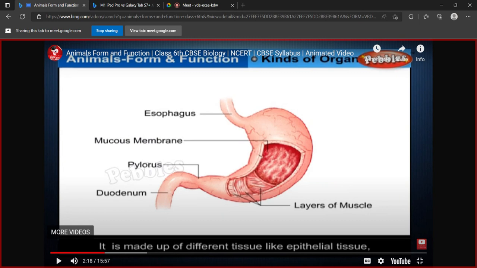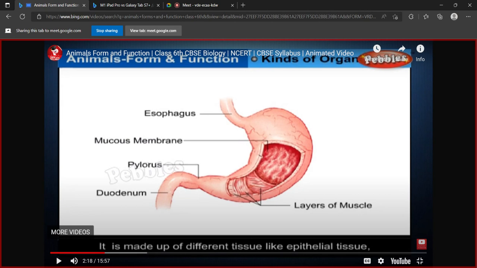The stomach is way below. So how does your food from your mouth go to the stomach? It's through this tube-like structure that is known as the esophagus. Now you will eat the food, you will chew it, and it will go to the esophagus, and then it will go to the stomach.